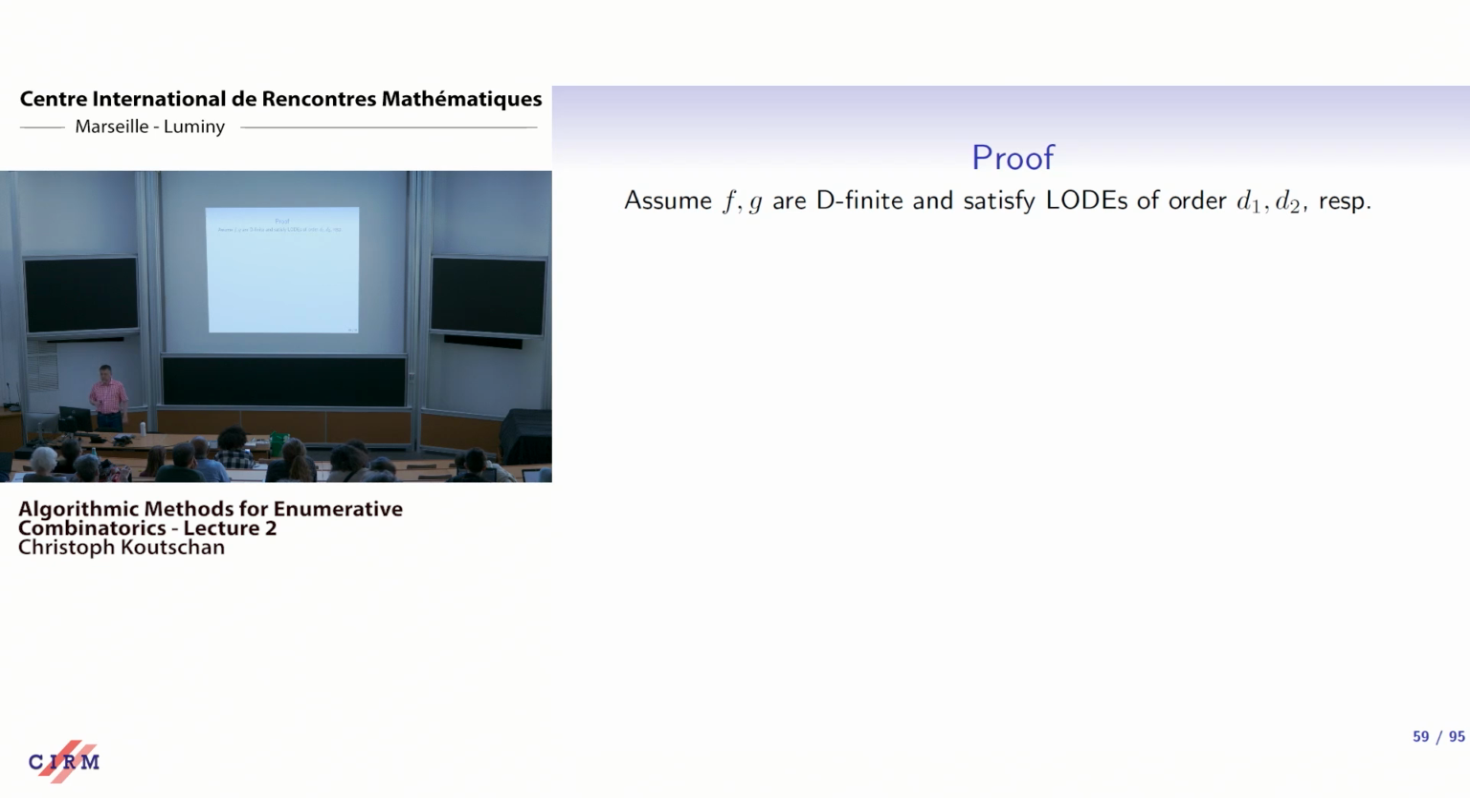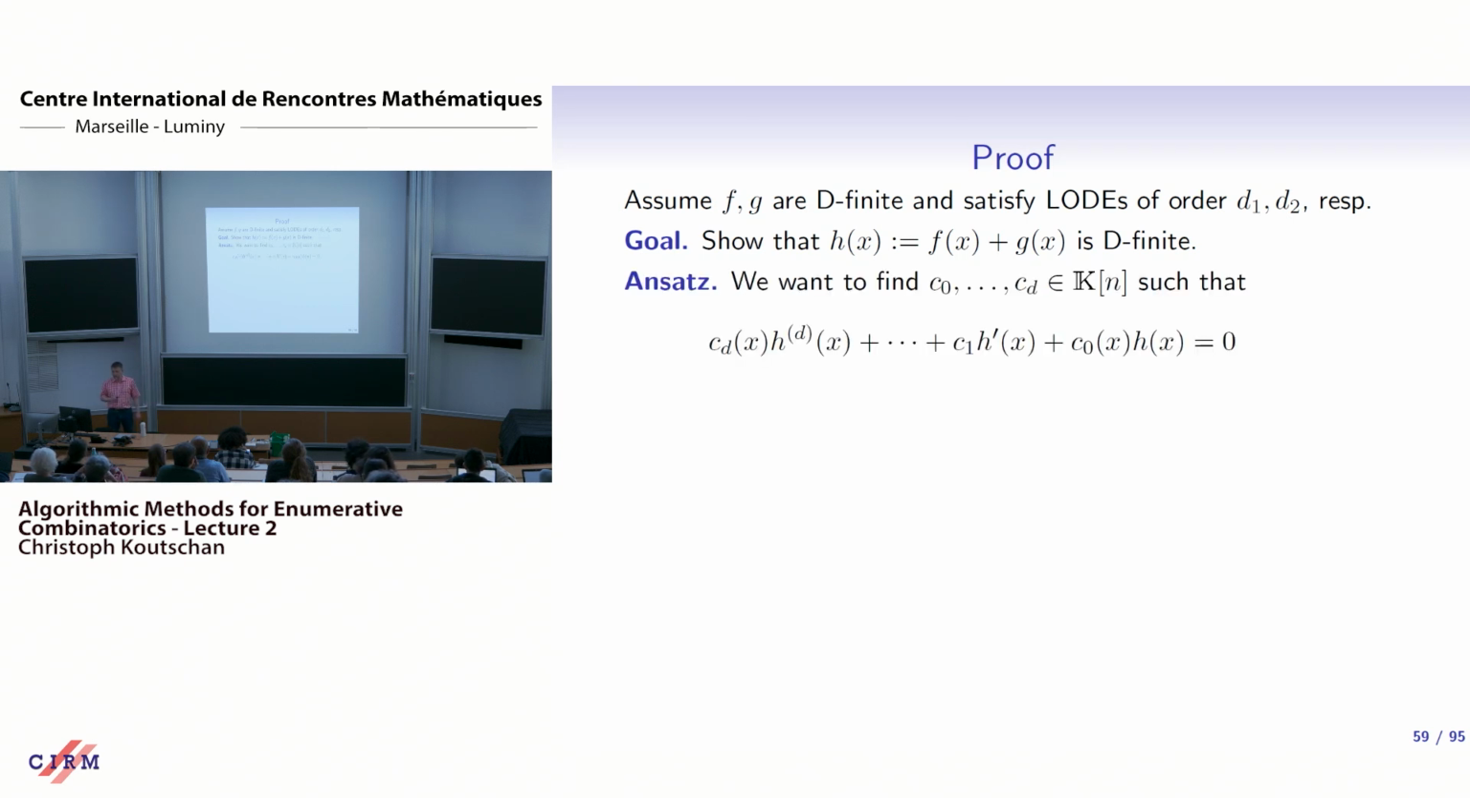I don't know, shall I go through the proof? It's a simple linear algebra argument. So you have f and g. You want to define h as the sum of f plus g. You want to show that this is D-finite. So in particular, you have to identify the coefficients of some differential equation that this h satisfies, of some order that is called d and is not known yet.